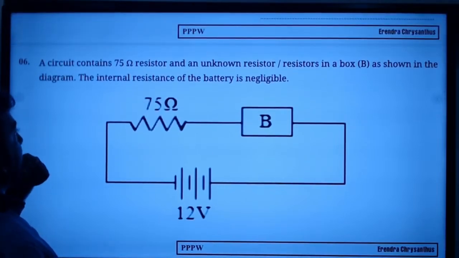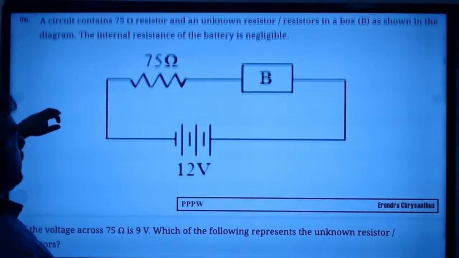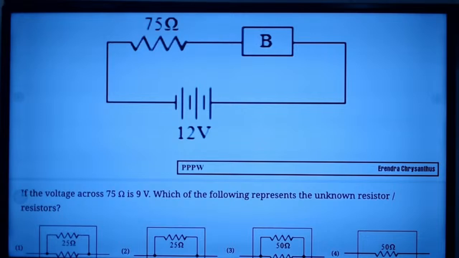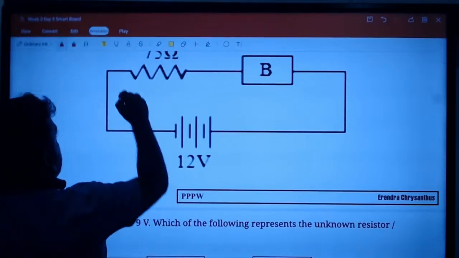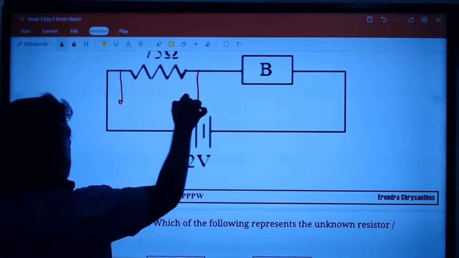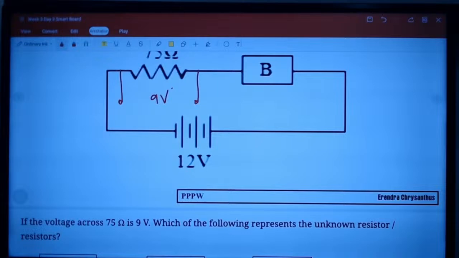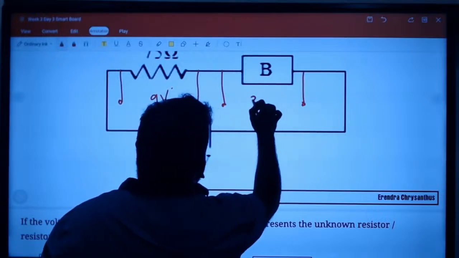The circuit contains a 75 ohm unknown resistor as shown in the figure. The internal resistance of the battery is negligible. What are they asking? If the voltage across the 75 ohm resistor is 9 volt, which of the following best represents the unknown resistor? So 12 volt here and 9 volt there means across this it's going to be 3 volt.